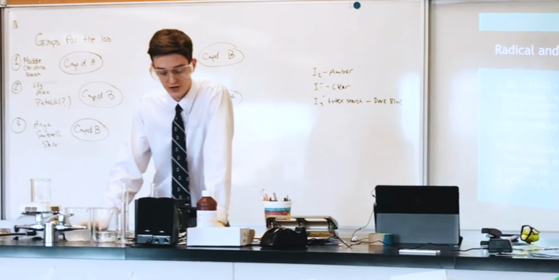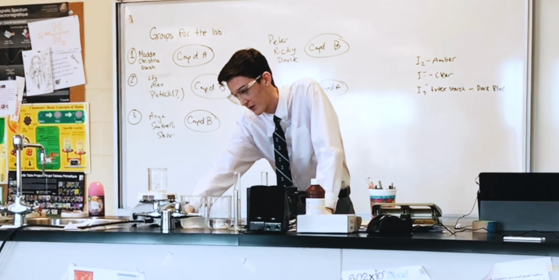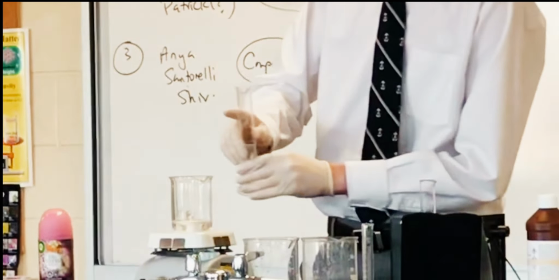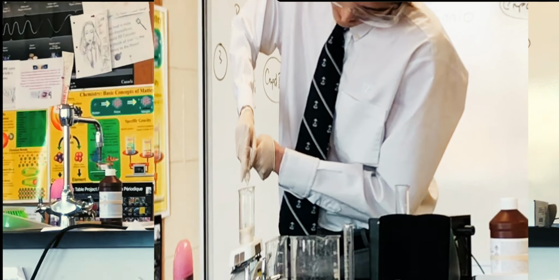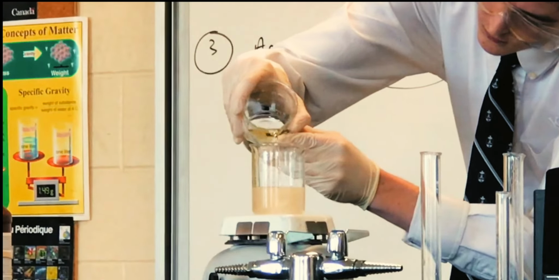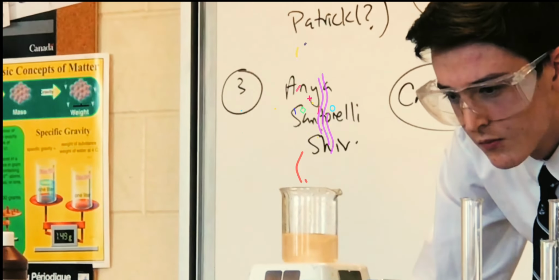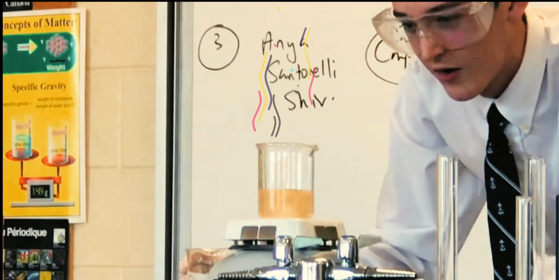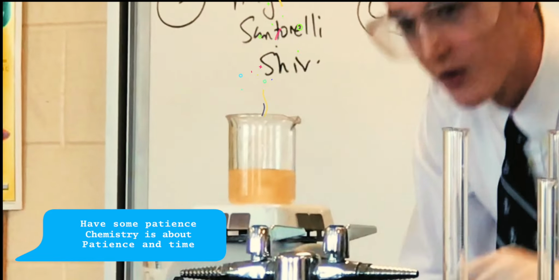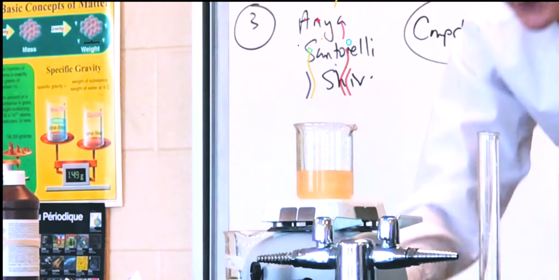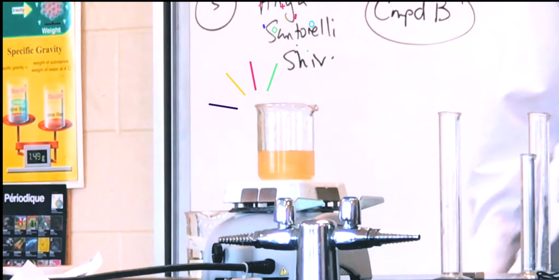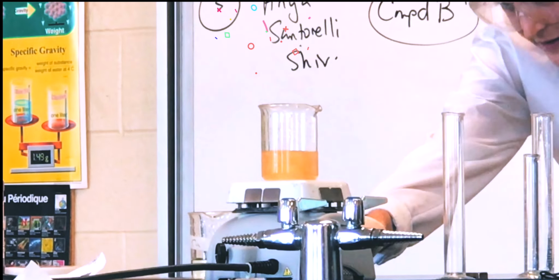I'm going to do the reaction, I'll let you guys observe what's going on, and then I'll explain what's happening. Slowly does it. Your yellow stuff. Let's see. There we go. Come on, maybe a bit more. Wait, have some patience. Chemistry's about patience and time. It's getting slow. Let's see. There we go. It's going, there it is. It's going to turn red. There we go. It's turning slowly.